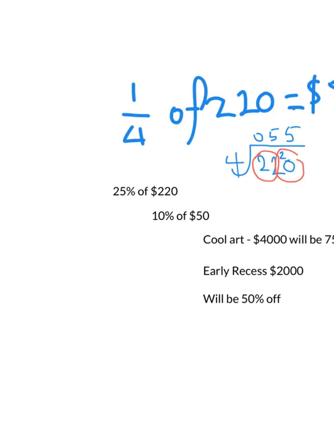Alrighty, next up, we've got this lovely little equation here, 10% of $50. Okay, 10% is a fraction. Let's do that one first. 10% as a fraction is 1/10. And when we're doing 1/10, it is of the quantity 50. So 1/10 of 50 means 10% of 50.